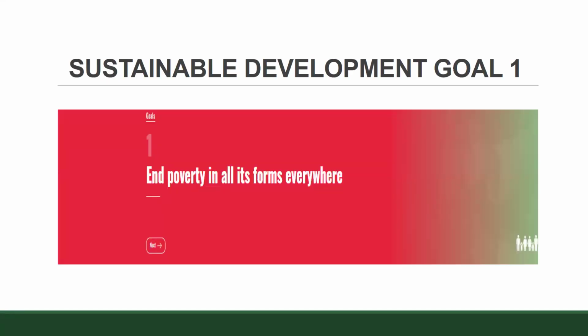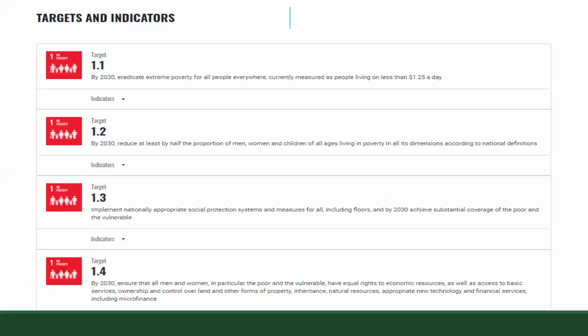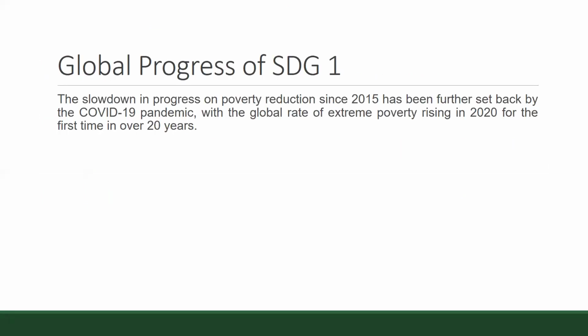Sustainable Development Goal 1 is end poverty in all its forms everywhere. These are the targets and indicators. The global progress of SDG 1: the slowdown in progress on poverty reduction since 2015 has been further set back by the COVID-19 pandemic, with the global rate of extreme poverty rising in 2020 for the first time in over 20 years.